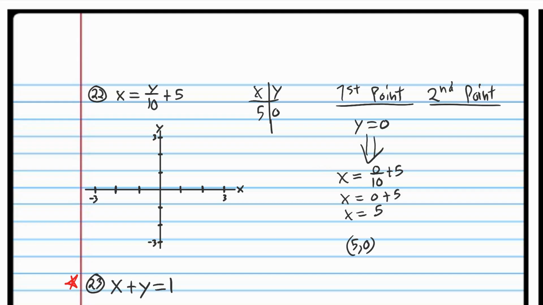So 5, 0. And we'll worry about graphing it later. We're going to have to change the scale. So let's try, we have a fraction, so we have to be careful. Let's try 10. Or you could try negative 10. And x is equal to 1 plus 5. 10 over 10 is 1. 1 plus 5 is 6. So our point is 6, 10.